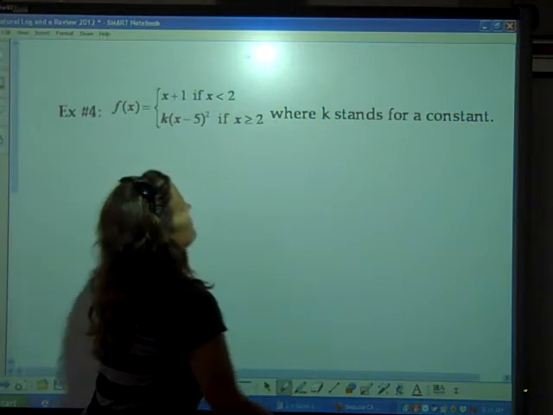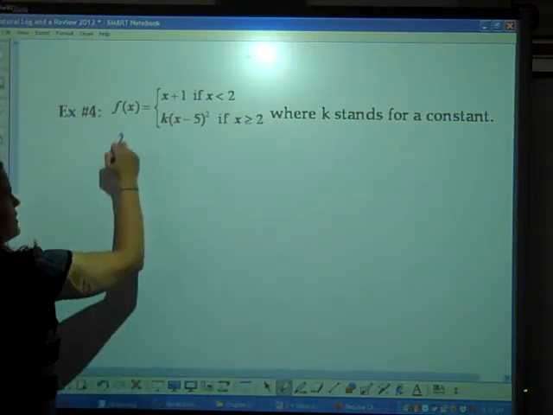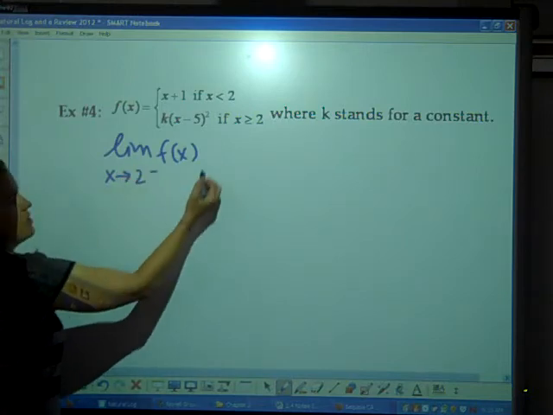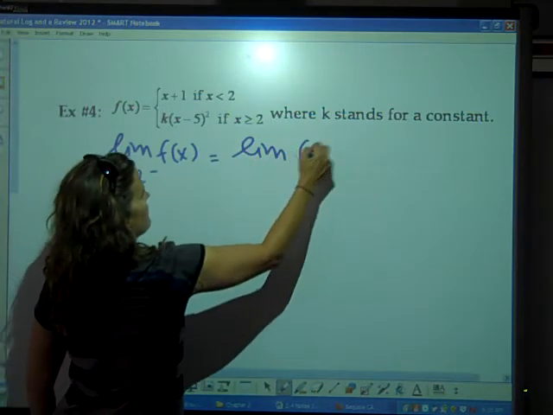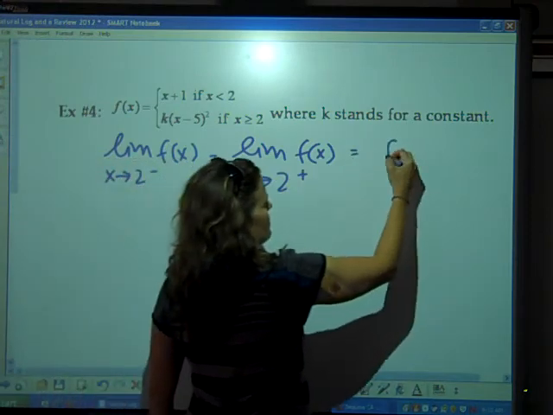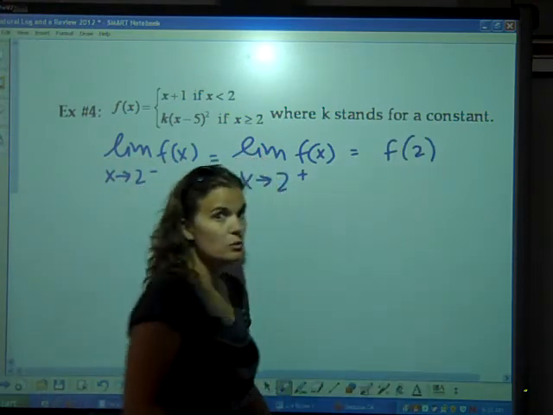Last example, we want to do the exact same thing. So basically we want to say the limit of f of x as we approach 2 from the left, we want that to equal the limit of f of x as we approach 2 from the right. We also want that to equal the value sitting there at 2.